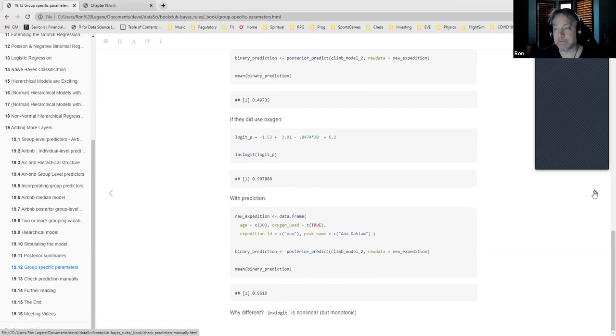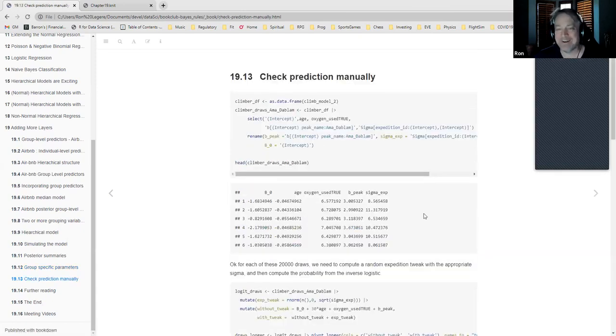So I decided, and we have time, to take a little side trip here and go through this manually, the hard way, as it were. I took all the draws from the posterior, picked out the ones I care about, and renamed them. Here in this table are the baseline draws, all 20,000 of them, and this is the first 6. I've got a baseline intercept, an age coefficient, an oxygen use coefficient, and a tweak for the peak we care about, Ama Dablam. I don't have a tweak for the expedition because it's a new expedition, so I have an expedition sigma in here as well, which I need to account for.